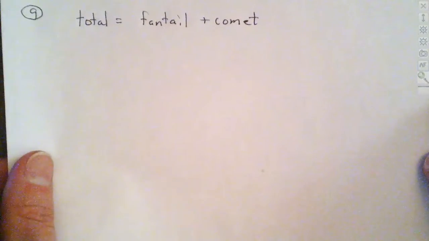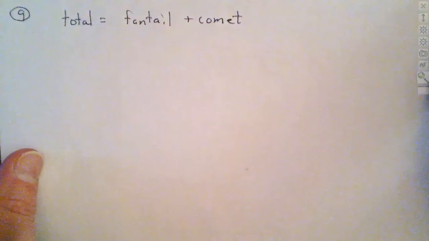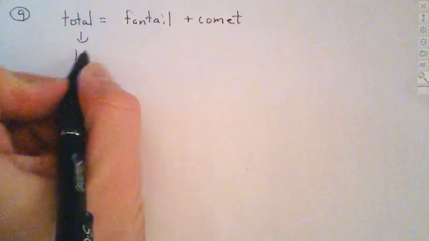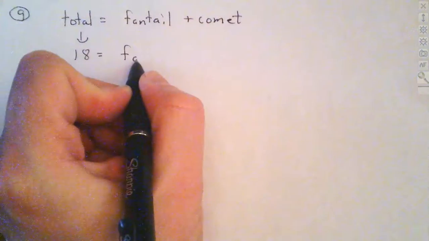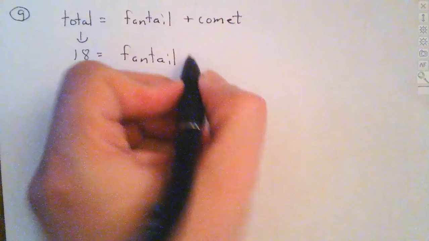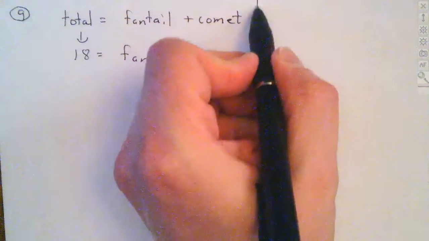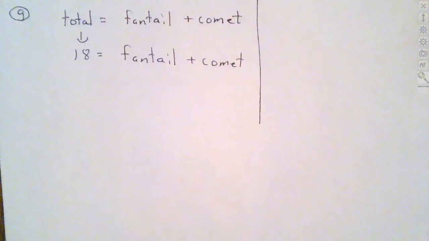So let me move this up so we can see what we've got here. So that's going to be your total. And total is, again, the fantail plus those comet goldfish. And we know in this case that our total is 18. And we need to see how these goldfish relate to each other. How does the fantail relate to the comets? Well, it says there were 10 fewer fantails than comets. Okay, so 10 fewer fantails than comets.